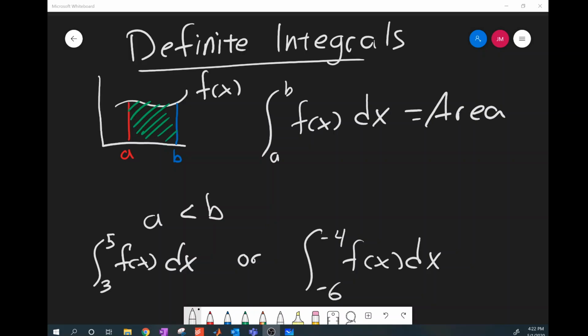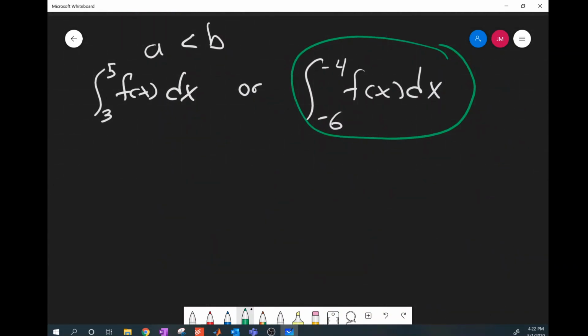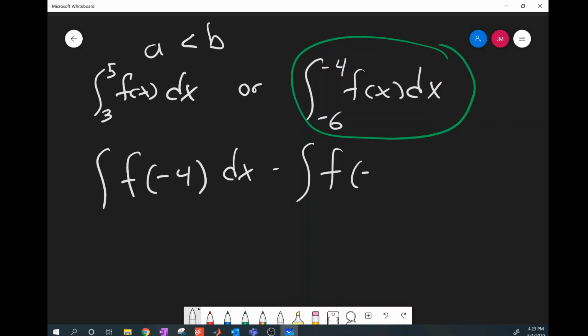So let's take a look at what all of these symbols mean. How do we actually carry out a definite integral? Now that we know how to write it, how do we do it? Well, all you do is you're going to separate the integration. You're going to integrate the larger number first, negative 4, and subtract the integral from the smaller number.